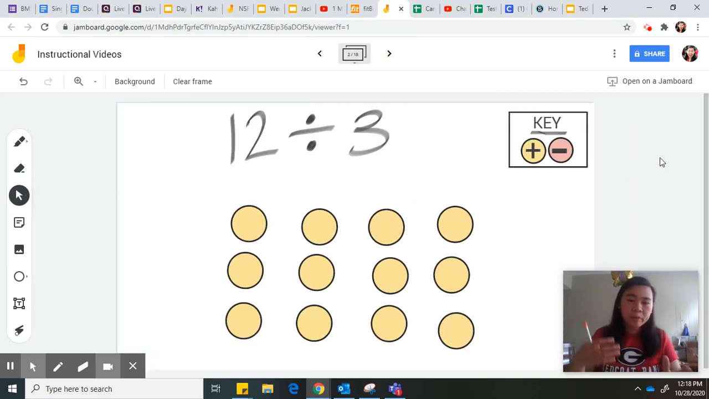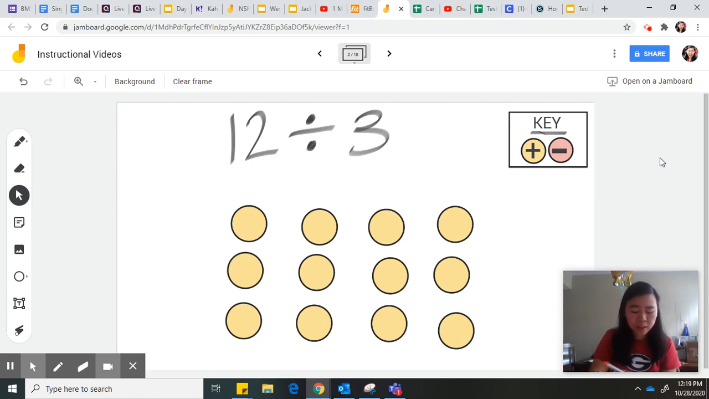Now you'll notice for division, you're going to start off with a big group of counters, right? And we are dividing it into groups. So we have 12, and you can see that we have 12 counters here, and we are going to divide them into 3 equal groups. Don't forget that they have to be the same size group. Now we can look at our key, and we know that the yellow counters are positive, which does match, right? We have a positive 12, we have positive yellow counters. And then our red counters are going to be negative. Okay, so that's always a good thing to take note of.